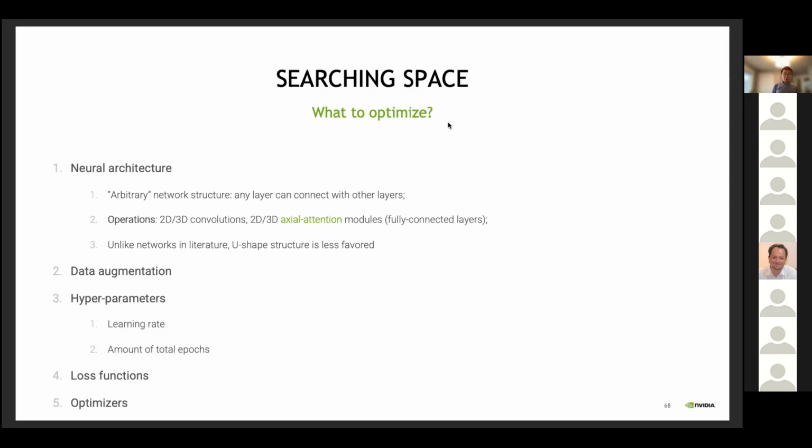For neural architecture, similar to SpyNet, we want to achieve a nice arbitrary network structure and arbitrary connection between layers. And we're searching for 2D or 3D convolution or 2D, 3D axial attention module. I will show it later. And also, unlike in the other network literature, the U-shaped structure is less favored in our experience under this context.